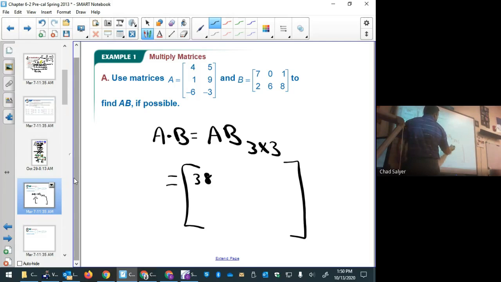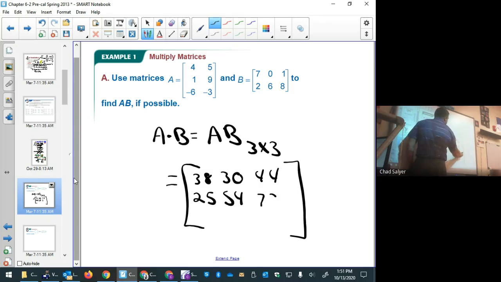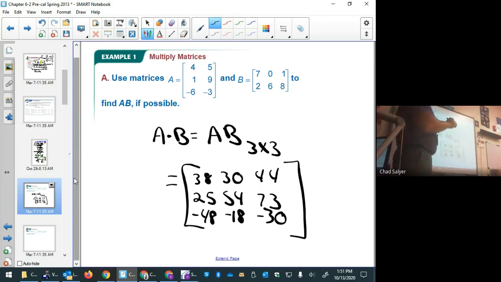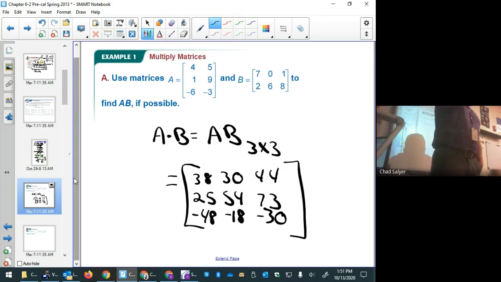38, 30, 44, 25, 54, 73, negative 48, negative 18, and negative 30. Negative what? 30. That seems right to me. Can anybody confirm this? You got the same thing? Okay, then it's almost certainly correct.